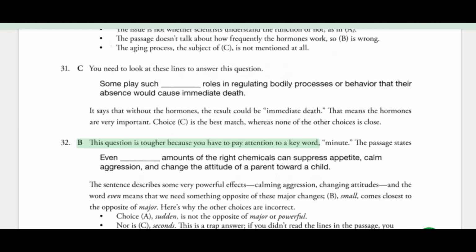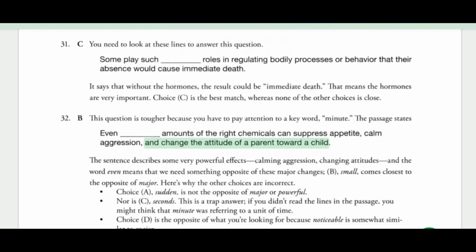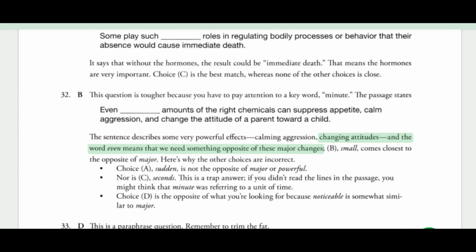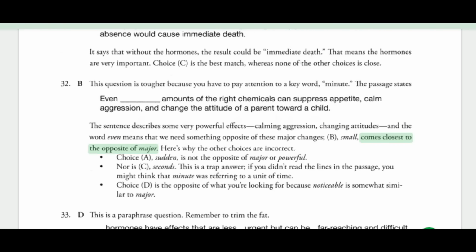32. B. This question is tougher because you have to pay attention to a keyword, minute. The passage states, even underscore amounts of the right chemicals can suppress appetite, calm aggression, and change the attitude of a parent toward a child. The sentence describes some very powerful effects, calming aggression, changing attitudes, and the word even means that we need something opposite of these major changes. B. Small comes closest to the opposite of major.